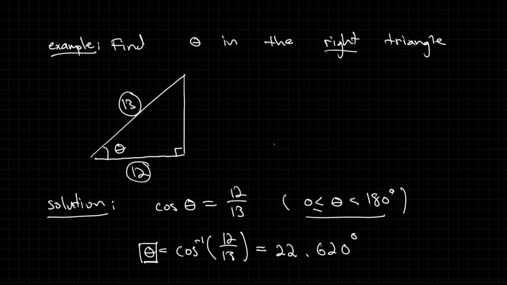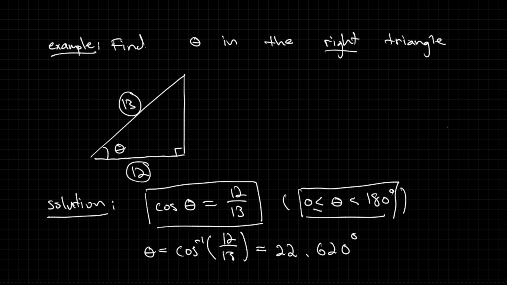There are a lot of details we'll see about how to use the inverse cosine function later when we talk about the inverse trigonometric functions, but for now, this understanding will be sufficient. That is, whenever you need to solve cosine theta equals a number, and you know that theta is between 0 and 180 degrees, you can get your answer by using the inverse cosine function.